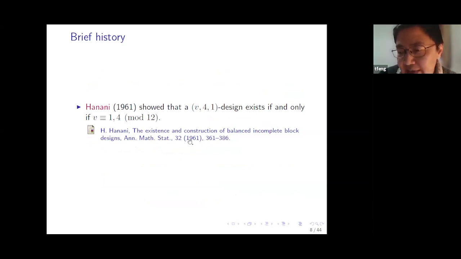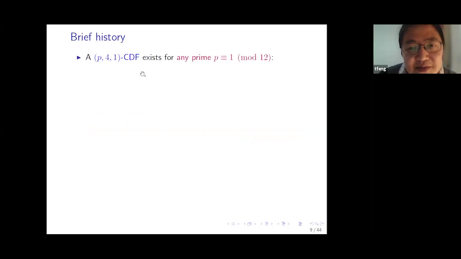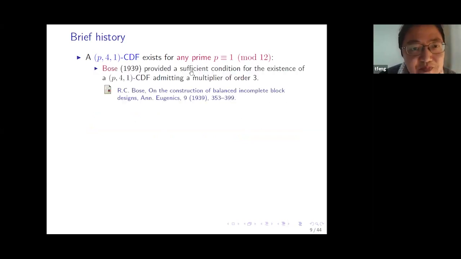How about k=4? Hanani showed that a (v,4,1) design exists if and only if v is 1 modulo 3. The same technique, recursive constructions and direct constructions, but he didn't solve the cyclic case. So the next question is, how about the existence of a cyclic (v,4,1) design? The first case people solved is when v is a prime p. That means, how about the existence of a (p,4,1) cyclic difference family with p prime and p is 1 modulo 12.